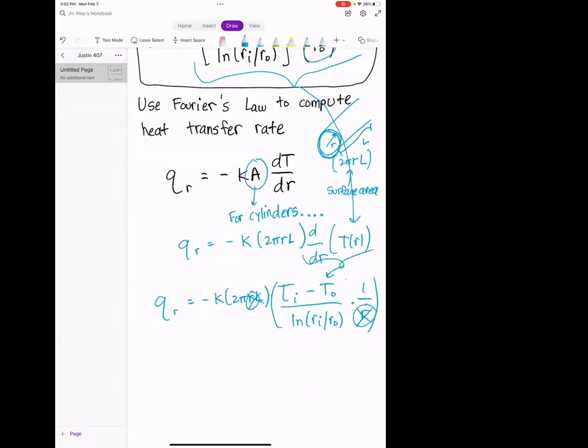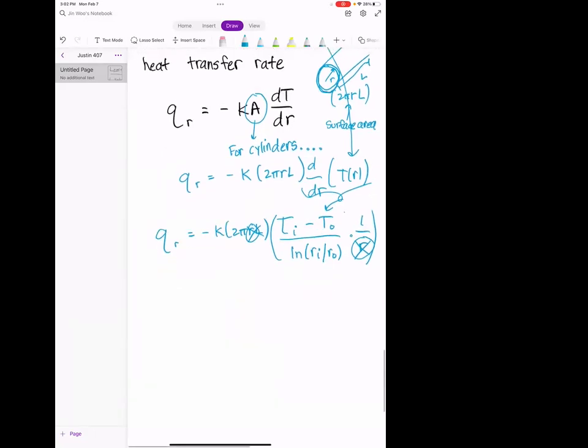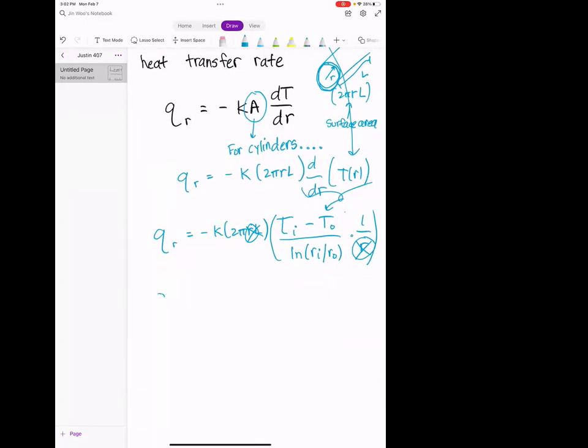And so what we have is Q_r is equal to, and I'm going to rearrange this just a little bit, minus k times 2 pi L, divided by ln of Ri divided by Ro. And then in the numerator here, we have Ti minus To.